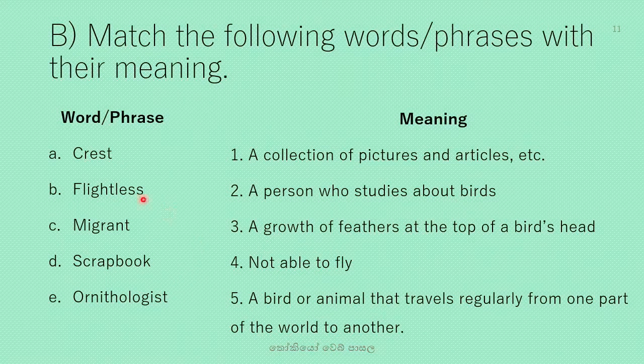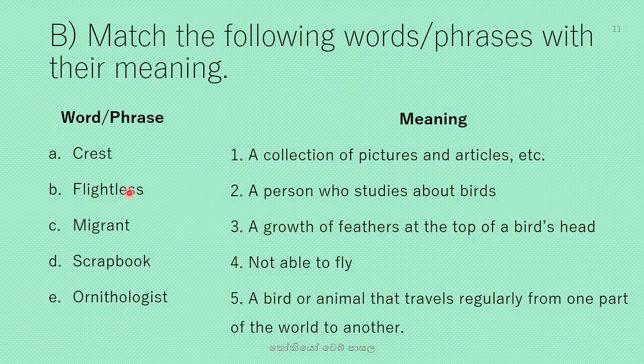Okay. Crest. If you recall, Jivaka and Yasit were talking about a bird without a crest. And flightless, Kagu is a flightless bird. Migrant, they talked about migrant. Scrapbook, Jivaka's sister had many scrapbooks. And ornithologist, Jivaka's sister wants to become an ornithologist. So here the meaning was also discussed.